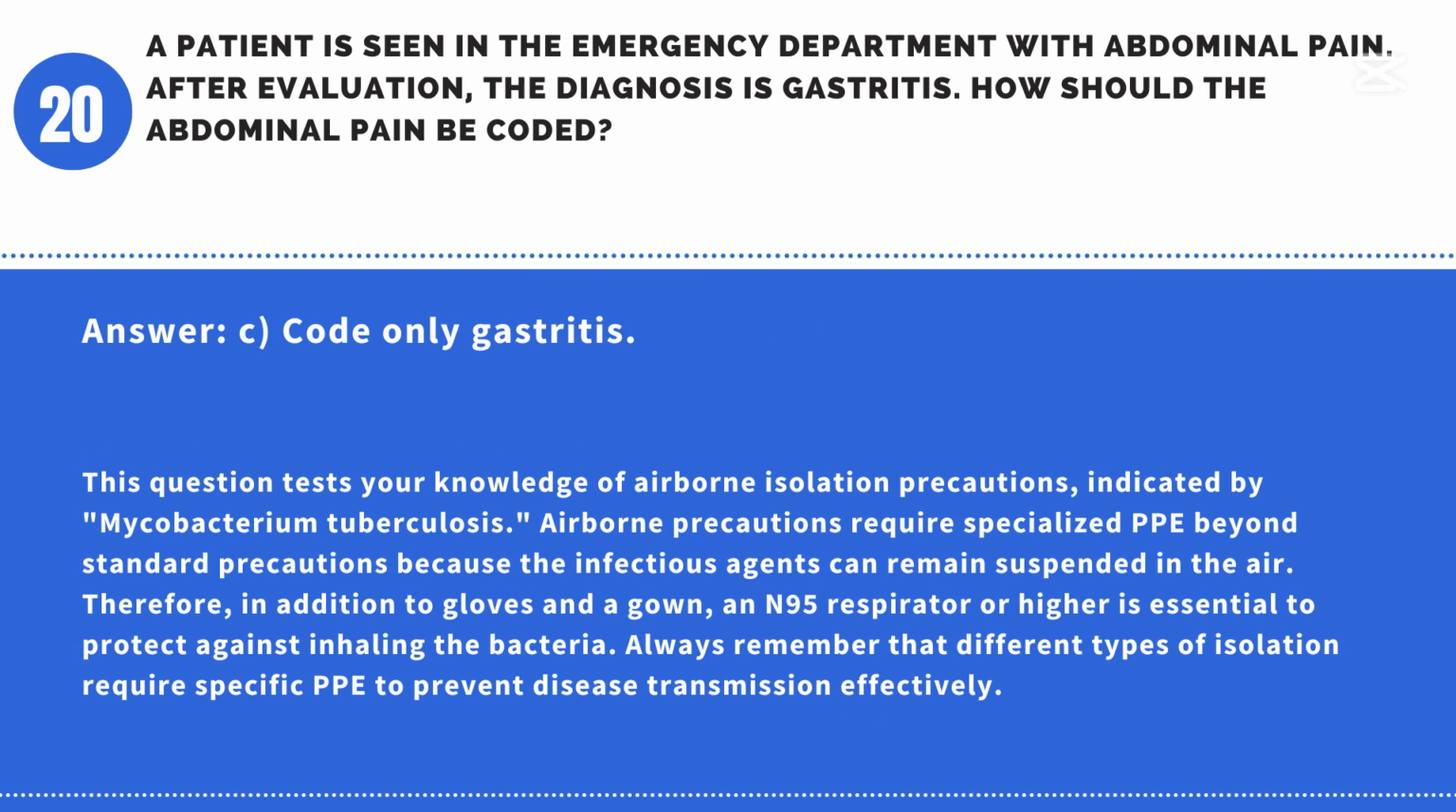Answer: C. Code only gastritis. Similar to the earlier question about symptoms, this scenario involves a symptom leading to a definitive diagnosis. Since the physician diagnosed gastritis as the cause of the abdominal pain, you would code only the gastritis. The abdominal pain is considered a symptom integral to the diagnosed condition. Coding the symptoms separately after the definitive diagnosis is made is generally not appropriate according to coding guidelines.